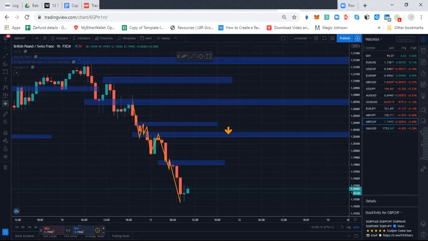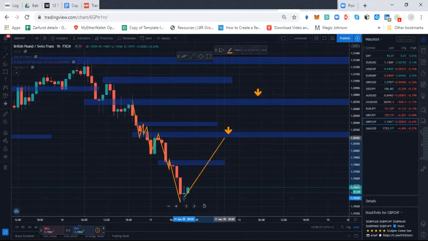Okay, so here's another structure for the 1 hour. It's another 1 hour structure, just in case this gets broken. But I don't think this is going to get broken. I think price is going to pull up to this point and drop off here.